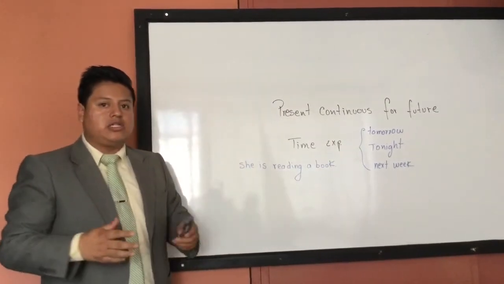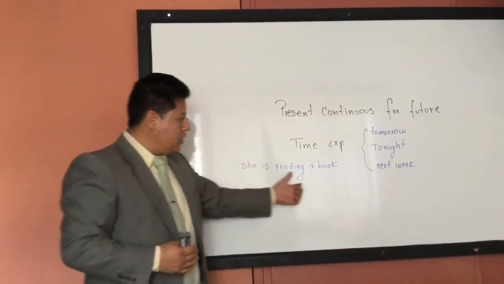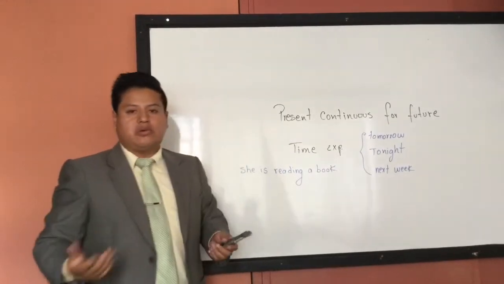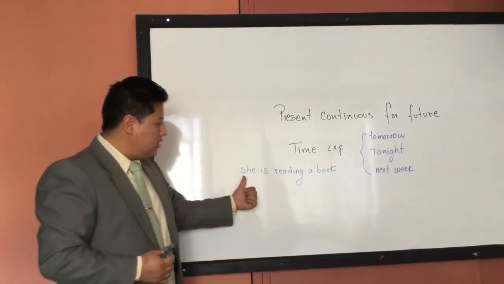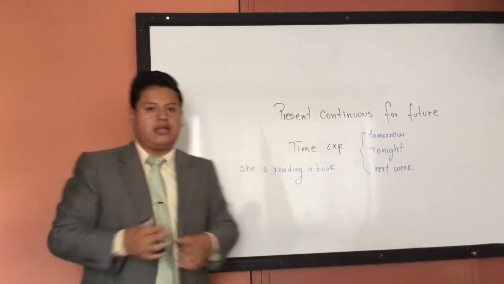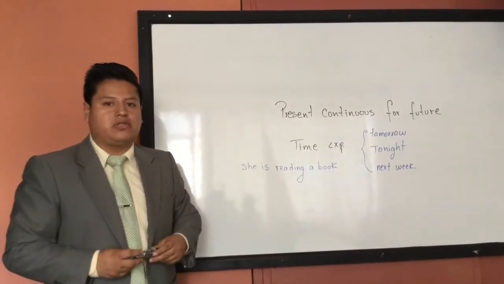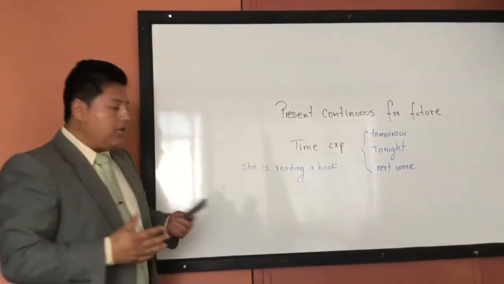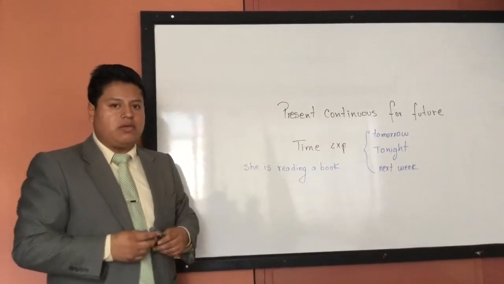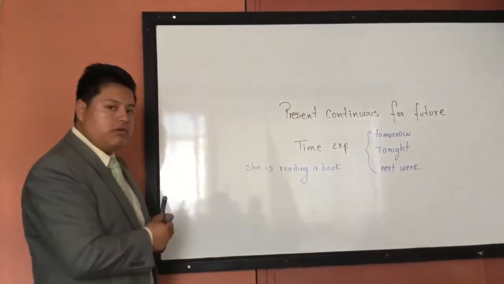This sentence shows future. She is reading a book tonight is showing future too. If you say she is reading a book next week, you continue talking about the future. So if you want to establish the difference with be going to, I'm going to write down an example.